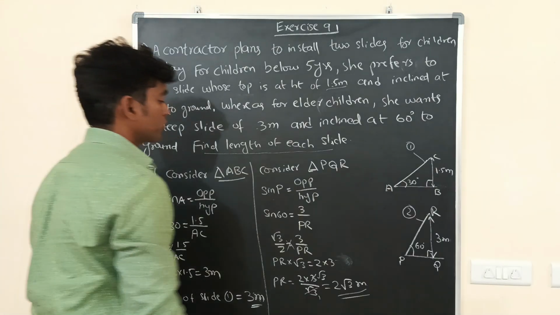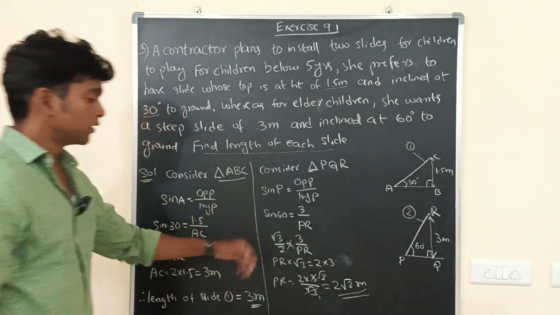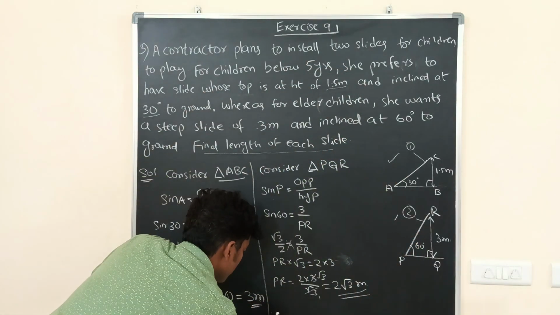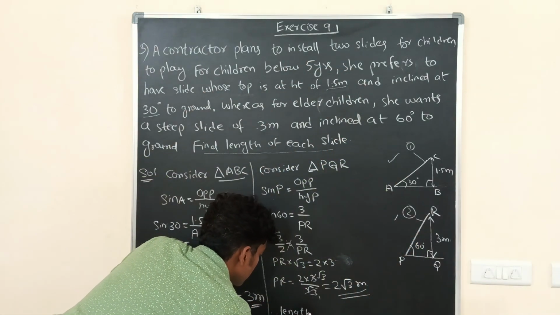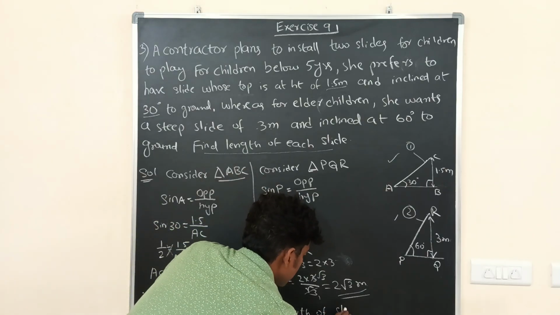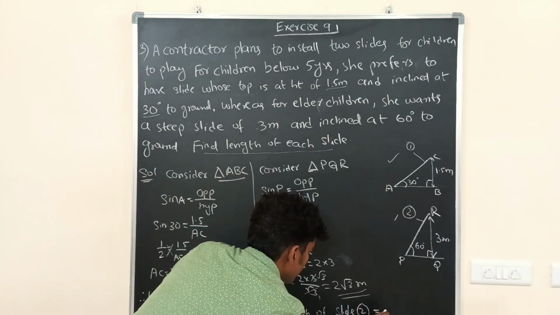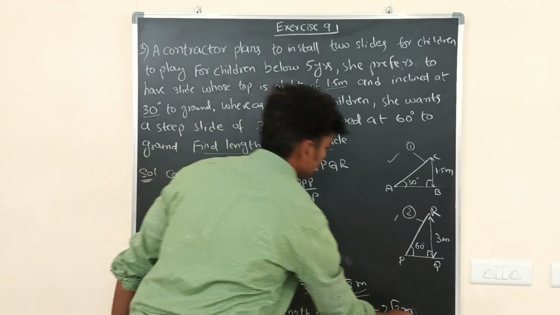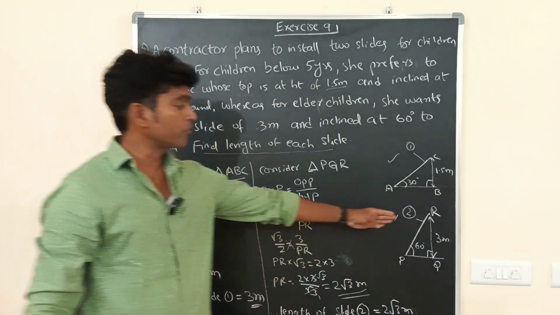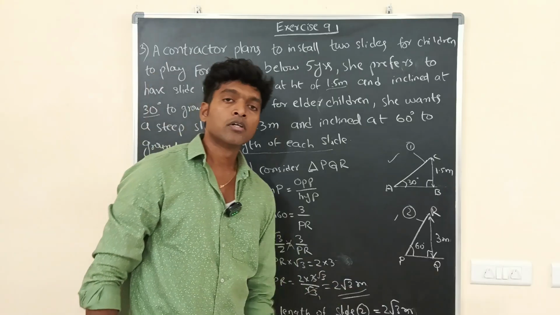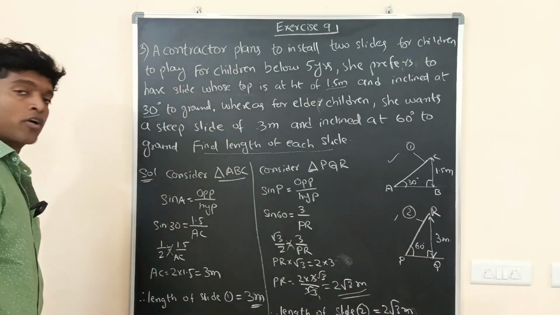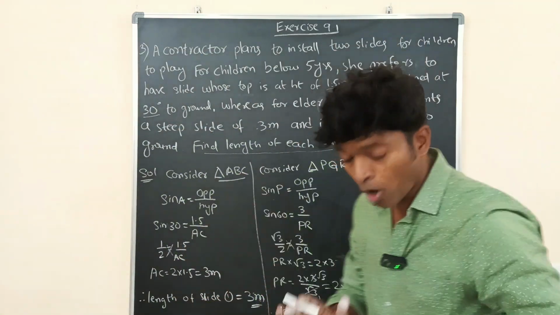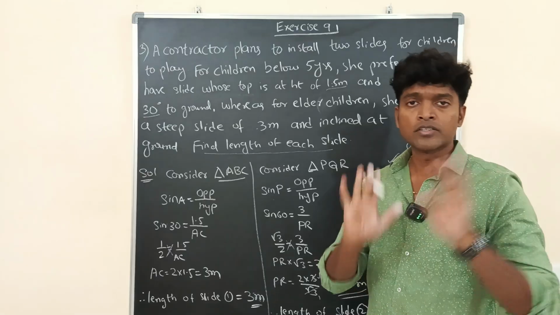I think you all understood this one. Simple thing. The only logic is we have to get the diagrams. Therefore, the length of slide 2 is equal to 2 root 3 meters. That is the answer, because PR is the length of slide 2. I hope you understood this one. If any doubt is there, then let me know. The only thing is we have to know how to draw the diagram by using the data. That is the only logic.